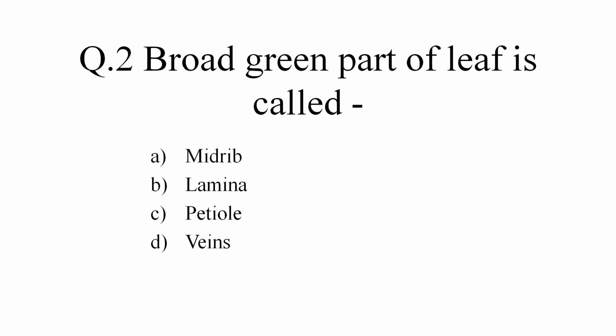Question number 2. Broad green part of leaf is called. Option A, midrib. Option B, lamina. Option C, petiole. Option D, veins. And the correct answer is option B, lamina.